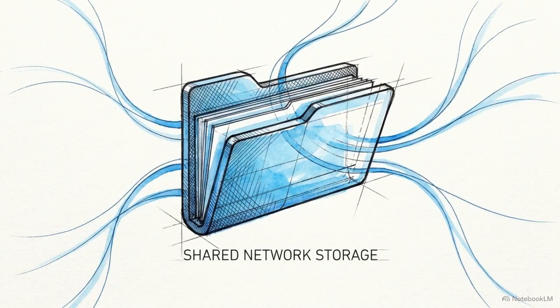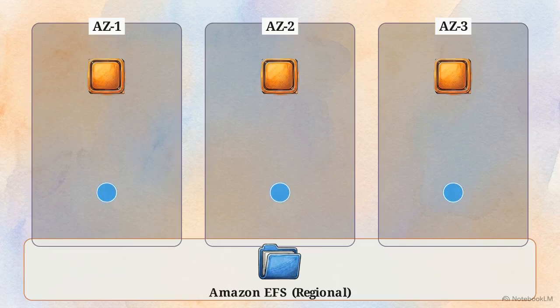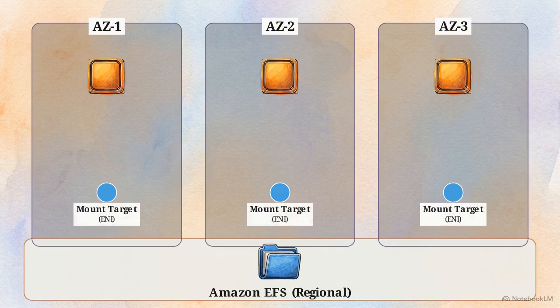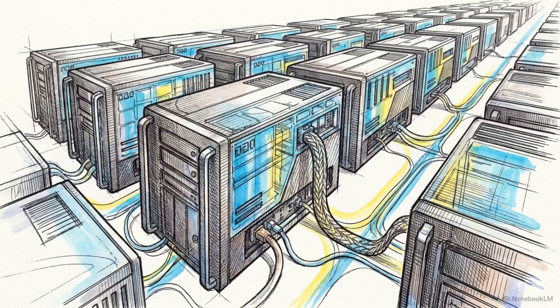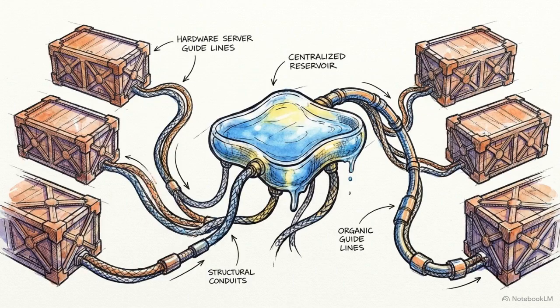To solve this, we use Amazon Elastic File System, or EFS. EFS operates by deploying mount targets, which are logical elastic network interfaces, into each subnet of your VPC. This allows instances in all 3 availability zones to mount the shared file system simultaneously, using the NFS v4.1 protocol. EFS is serverless and scales its capacity automatically as you add files, meaning there is no need to manually provision disk space. By moving from localized block storage to regional network file storage, we eliminate the synchronization bottleneck that often limits horizontally scaled clusters.